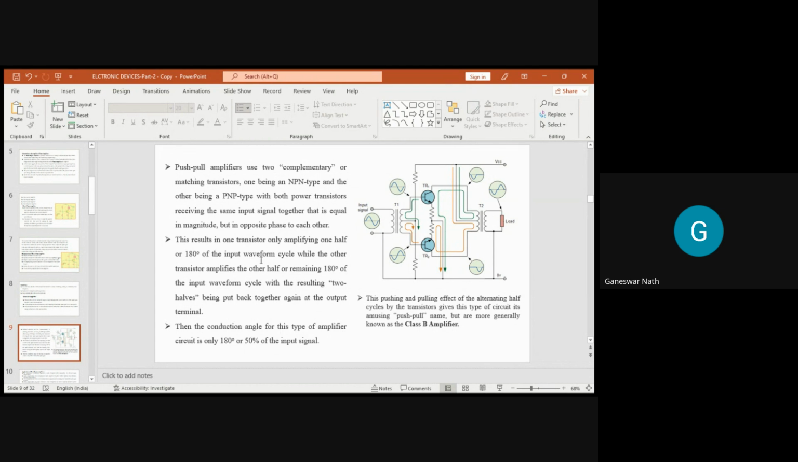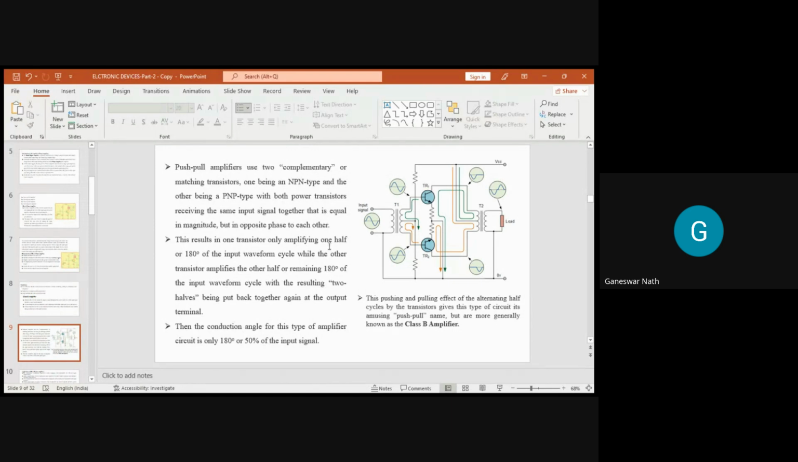Okay, so this results in one transistor only amplifying one half or 180 degrees of the input waveform cycle, while the other transistor amplifies the other half or remaining 180 degrees of the input waveform cycle, with the resulting two halves being put back together again at the output terminal. You can see this positive half cycle appears as a negative half cycle, and this negative half cycle again appears as a positive half cycle, just like a push and pull back and forth, or like a push-pull.